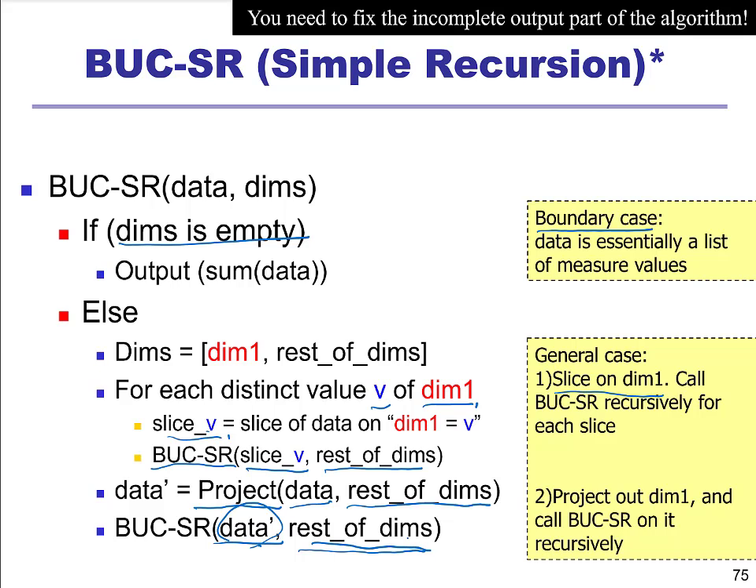And as you can see, each time we call BUCSR on the rest of the dimensions, dimension 1 is excluded. For the rest of the dimensions, we will recursively exclude the first dimension until the dimension is empty. So the algorithm can stop correctly and output what we need, right?